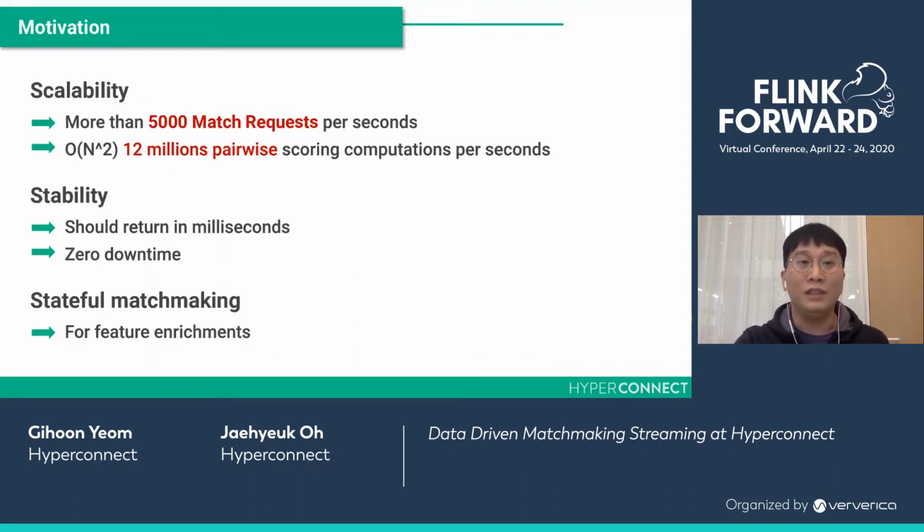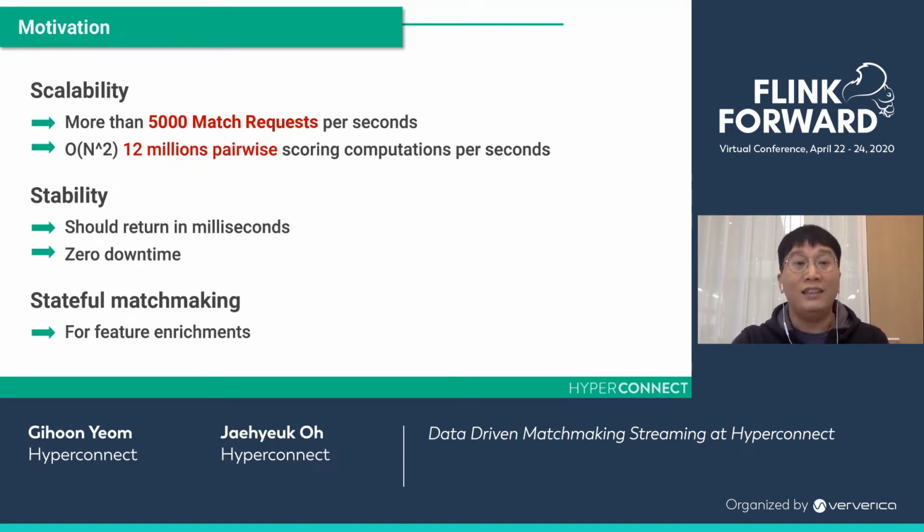In Azure, more than 180 million discoveries are happening in any given day. Our team is developing and maintaining the matchmaking system for Azure. And there are 3 motivations why we redesigned the matchmaking server with Flink. The first one is scalability. During the peak time, our matchmaking system handles more than 5,000 requests per second. That means the system should work with 12 million candidates per second to make the optimal result.